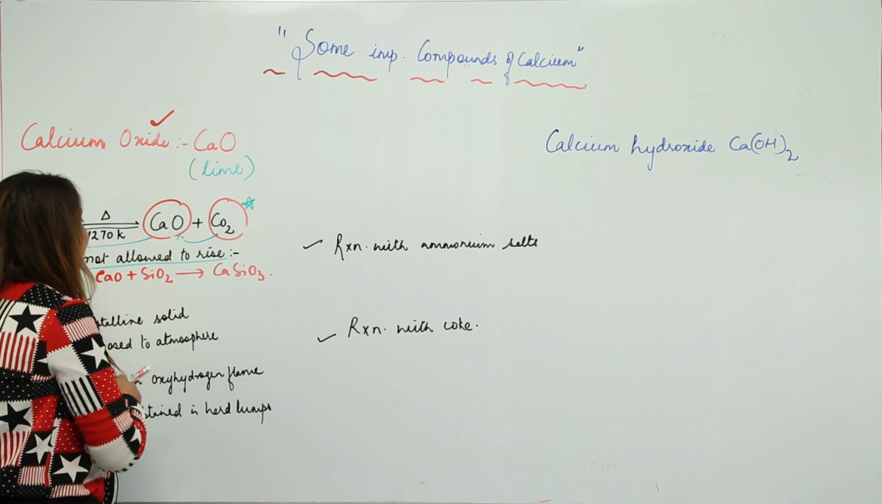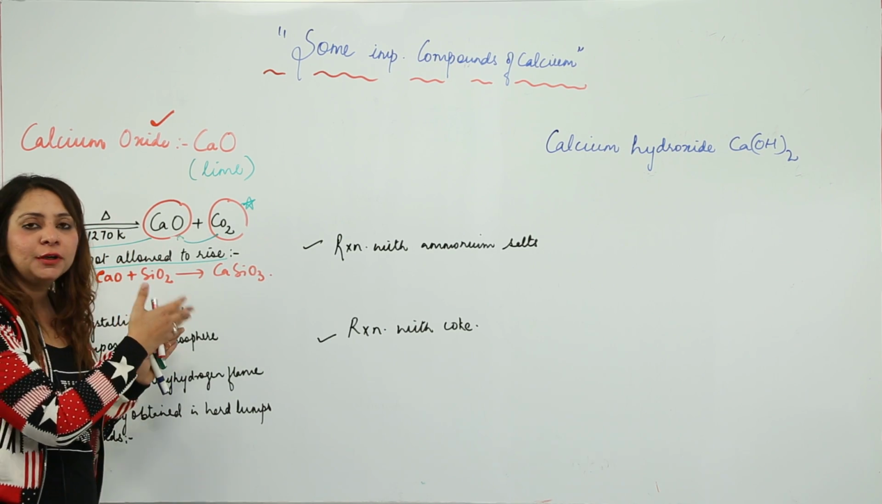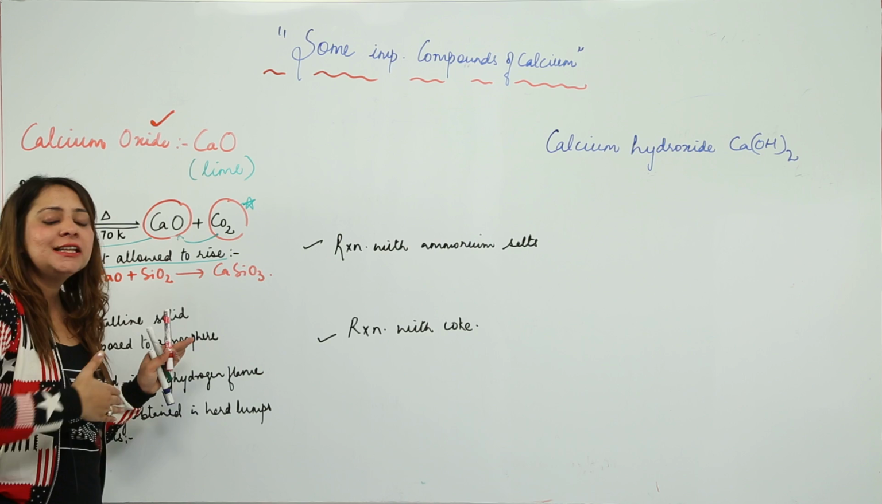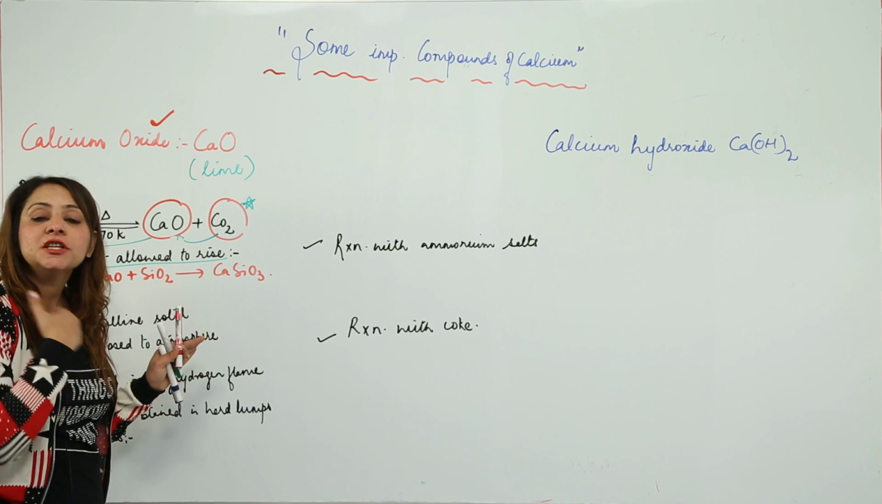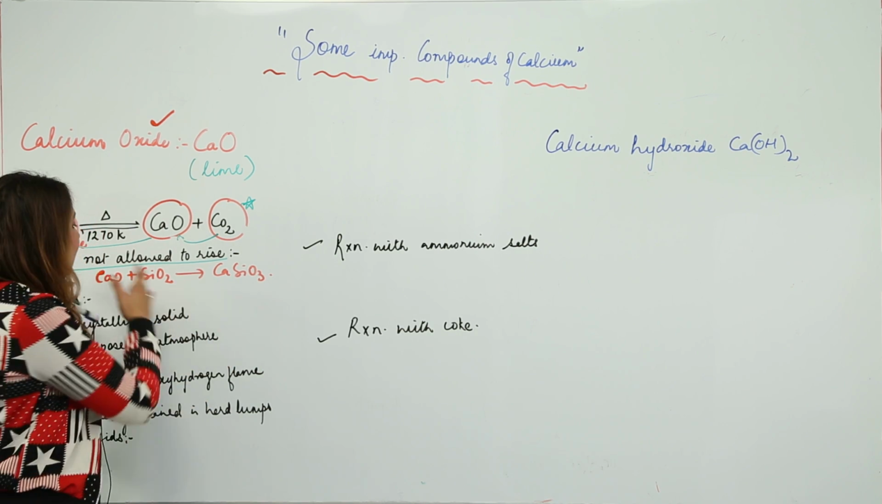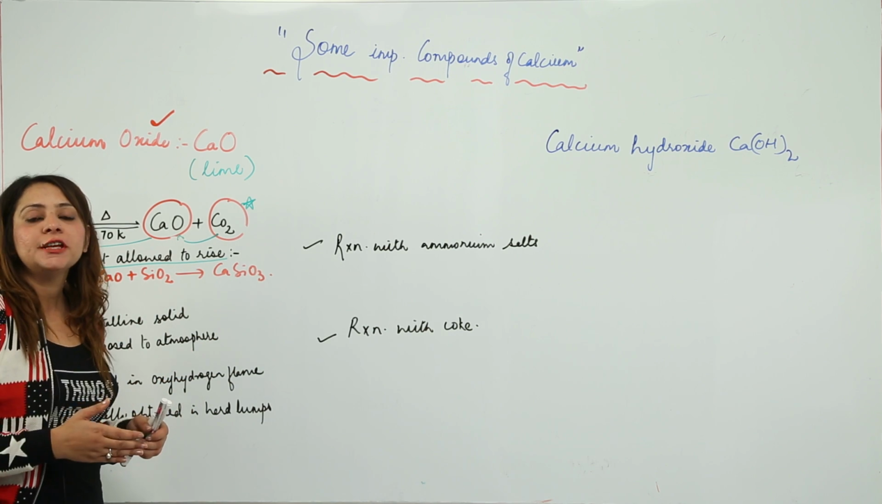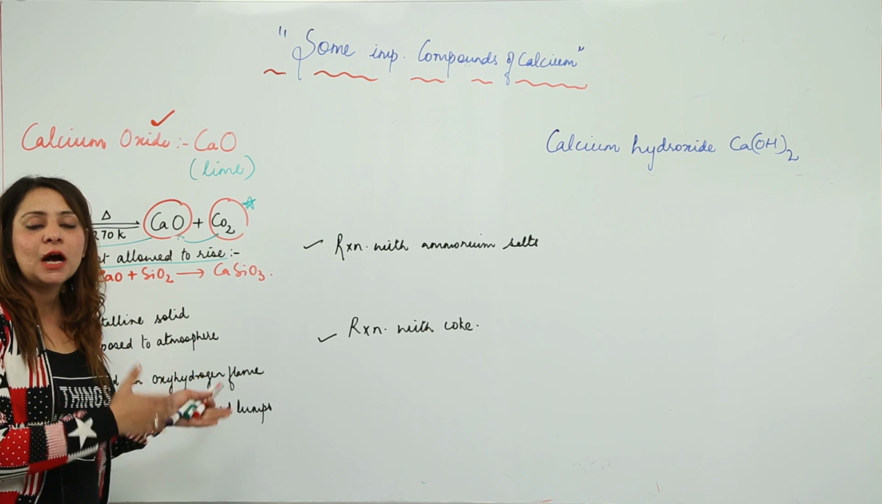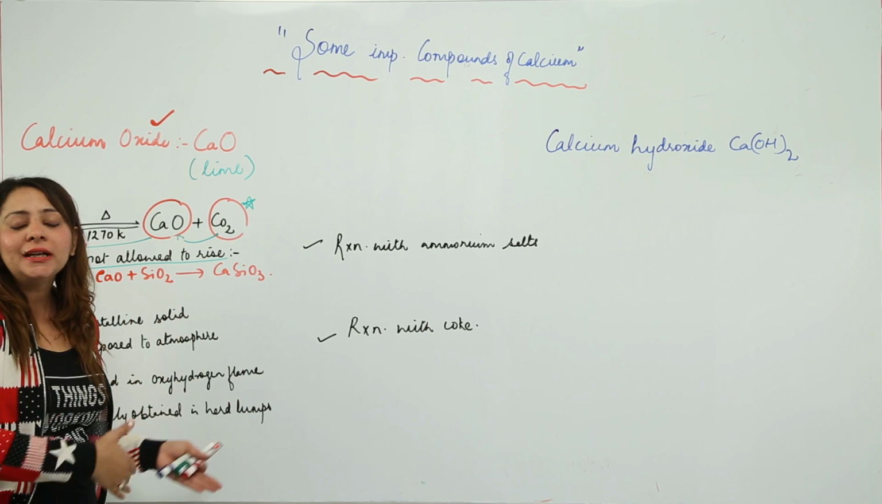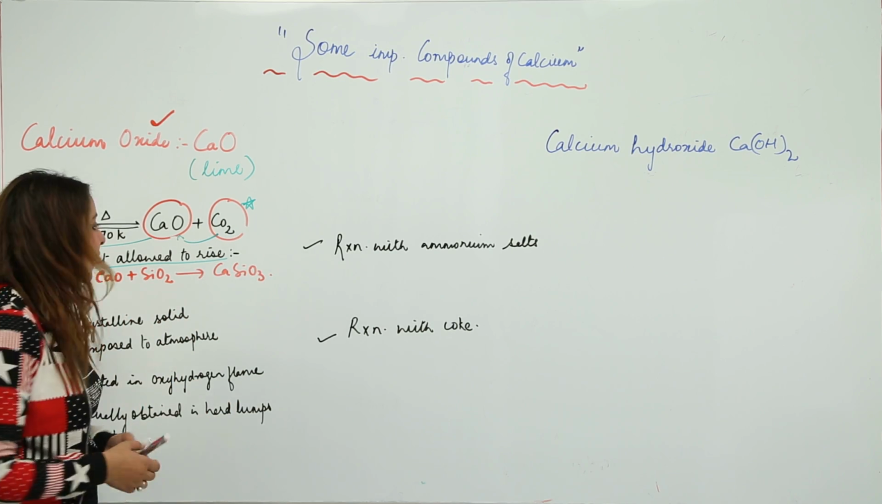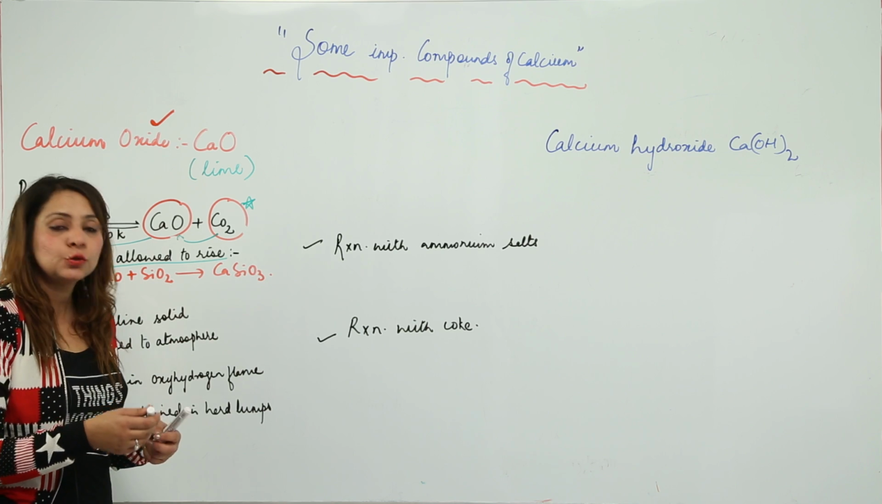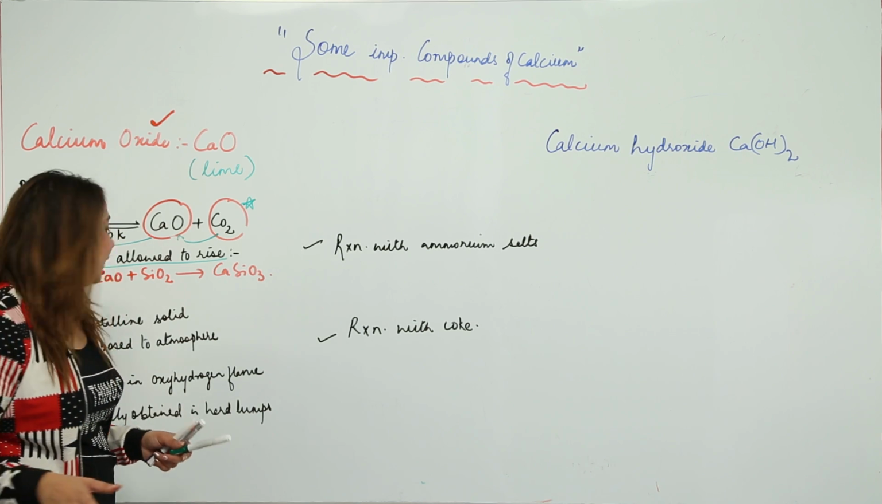So we need to take care of the temperature, because if it is less than 1000 the reaction won't occur, but if it is more than 1270 then it will form calcium silicate. So the temperature should remain between 1000 and 1270 Kelvin, not less than that and not more than that. And moreover, you need to remove CO2 as soon as it is formed. The reason you are aware of now.